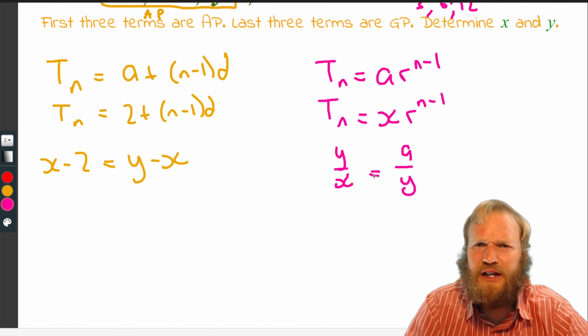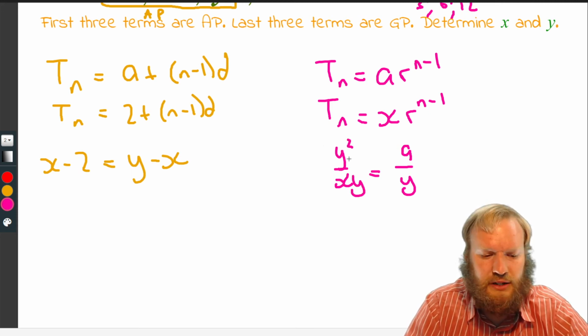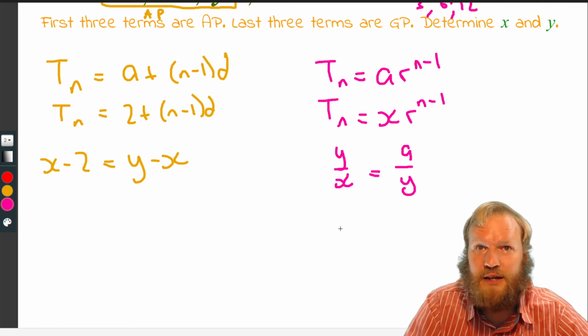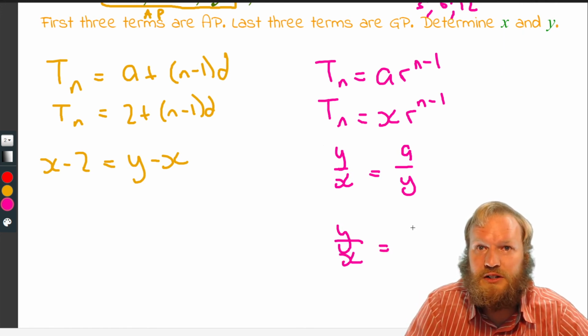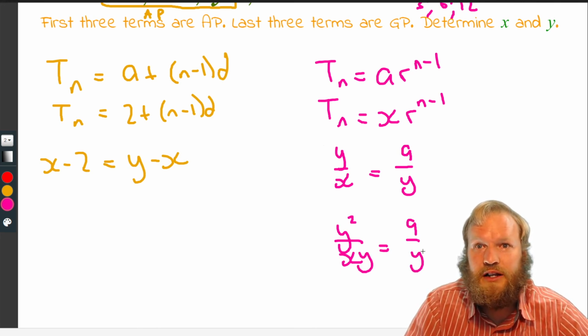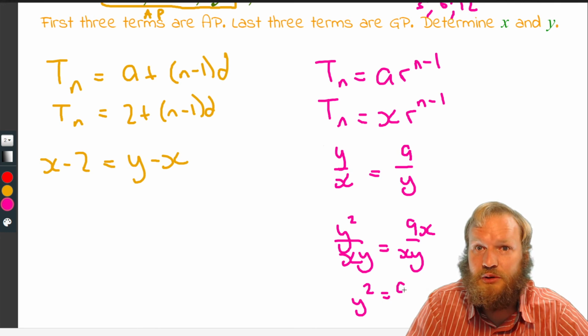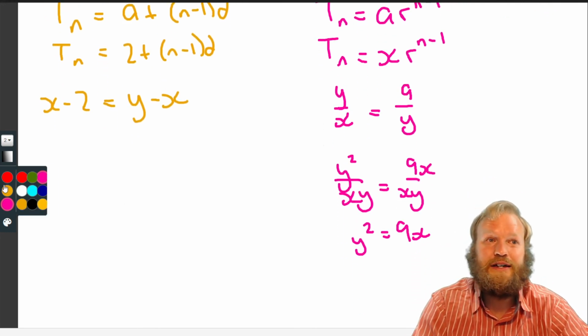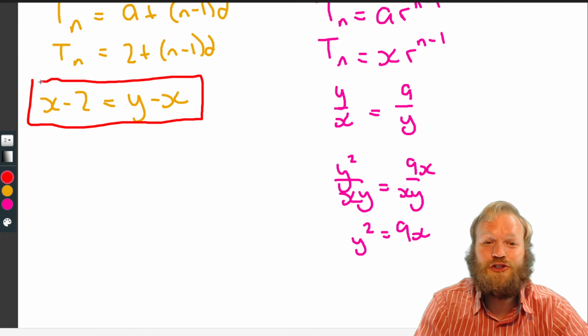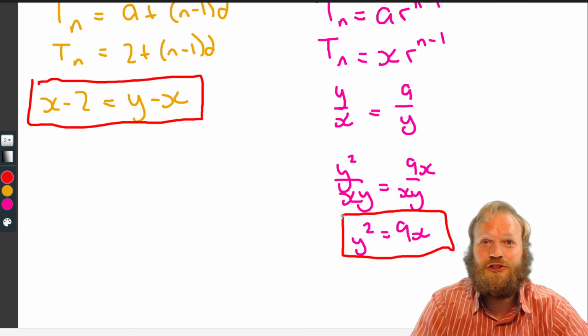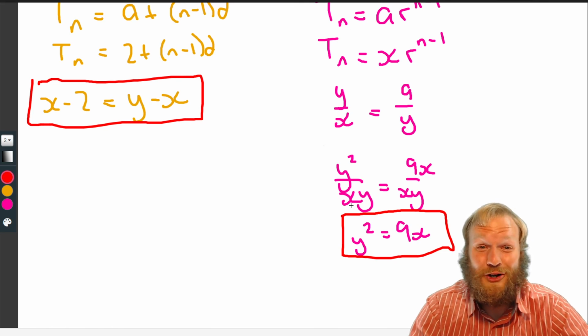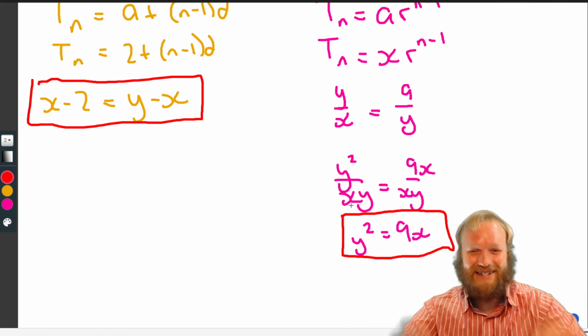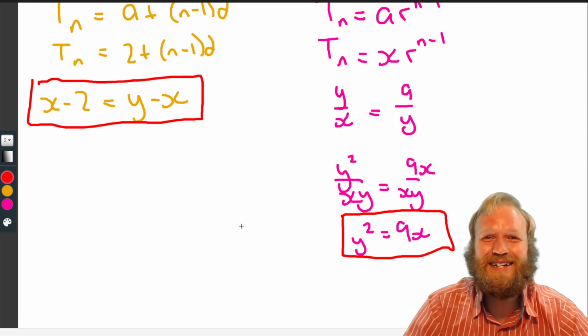Now this looks a little hairy, so let's multiply this by y. So y squared. In fact, I just want to do this on a new line so we keep that. So we've got that, right? So let's multiply that by y and that by y, so it's the same. Let's multiply this by x and this by x. Common denominator, so y squared equals 9x. Hey, there's an equation with 2 variables. What do you think we're going to do? It's simultaneous equations. Yay for simultaneous equations.